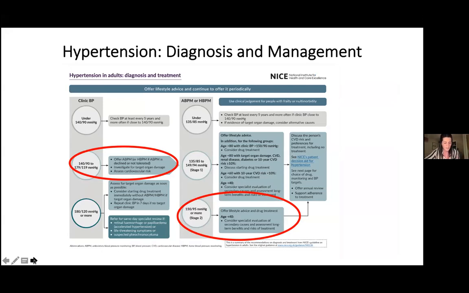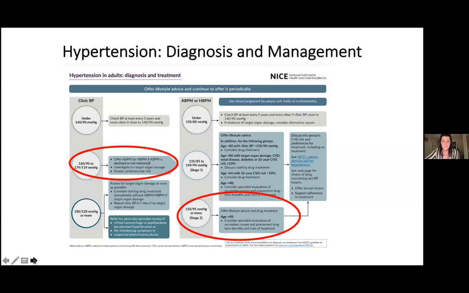So for our guy in the question, his blood pressure was 155/98. So he's falling into this middle category here, and he was rightly given ambulatory blood pressure monitoring. And we should also assess for target organ damage. We might want to take some blood, check his kidneys, things like that. And we want to plug his details into a risk calculator.